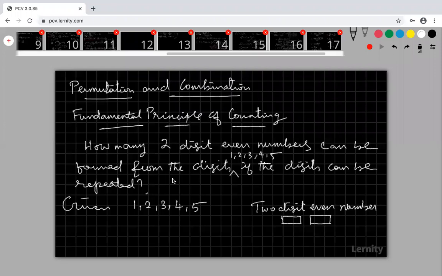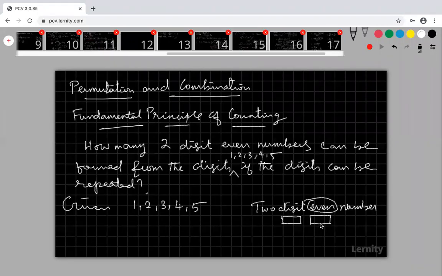So the question is, look at that, even number. Even number means my unit place must be an even number. Are you okay? Please try to understand. Only these 5 numbers are given. You have to use these 5 numbers and form the 2-digit even number. The question is: how many 2-digit even numbers can be formed from the digits 1, 2, 3, 4, 5?